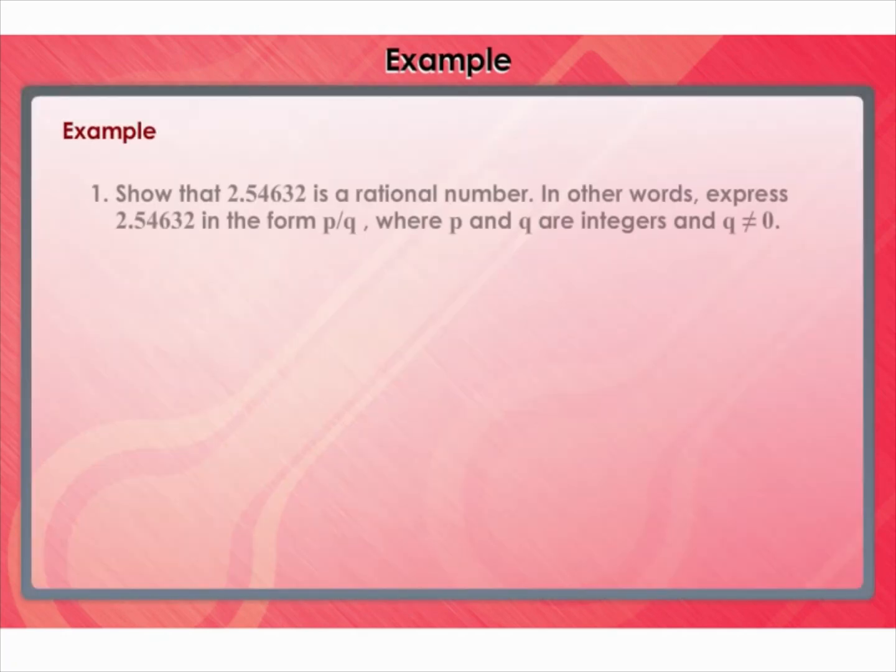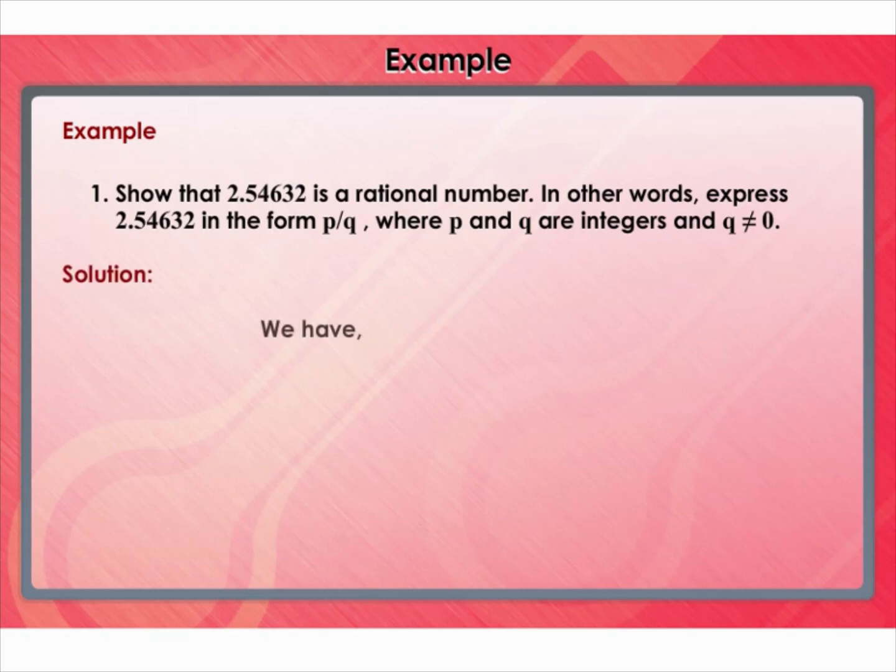Let's see a few examples here. Show that 2.54632 is a rational number. In other words, express 2.54632 in the form p by q, where p and q are integers and q is not equal to 0. We already know how to convert decimal numbers to rational numbers. So this we can write as 254632 divided by 100000. Hence, it's a rational number.